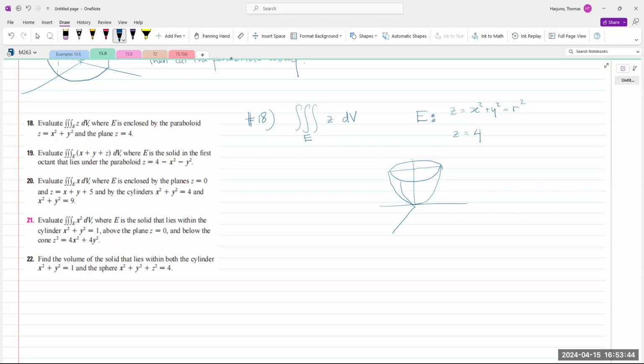Right? Okay, so when we try to compute that, there will be an integral from 0 to 2 pi, that's for theta. The radius r will be from 0 to 2, because z equals 4 intersects with r squared, that gives us r equals 2. Now what happened to the z? The z will start from r squared.